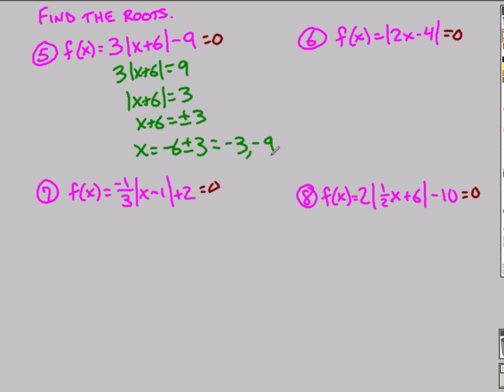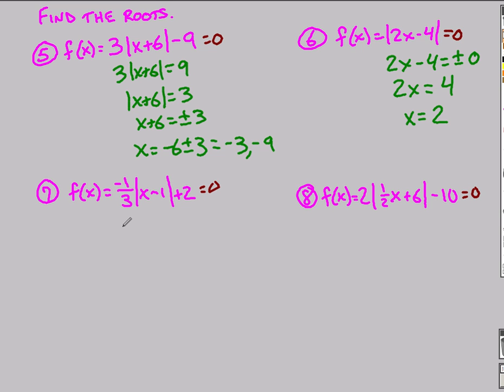For number 6, it's already equal to 0. I already have my absolute value by itself, so I can just get rid of it by saying 2x minus 4 is equal to plus or minus 0. Well, positive 0, negative 0, it's the same thing. It's just 0. So I add 4 to both sides, gives me 2x equals 4 plus 0, which is just 4. Divide both sides by 2. My only answer here is x equals 2.